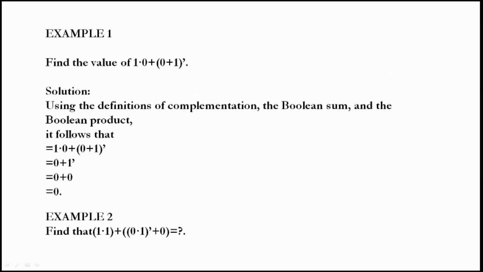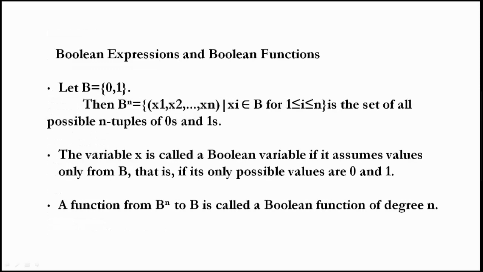So find the value of 1 into 0 plus 1 whole complement. 0 plus 1 is 1, 1's complement is 0, and 1 into 0 is 0, 0 plus 0 is 0. So like that, the Boolean expression will be formed like this.